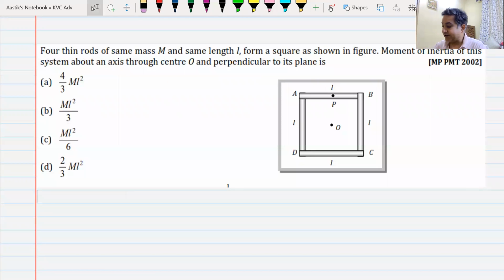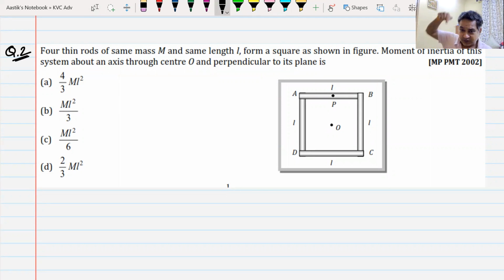Next one in line. 4 thin rods. Thin means they don't have any width. 4 thin rods of mass m, same length L, form a square as shown in the figure. Find the moment of inertia of this system about an axis passing through the center and perpendicular to the plane. I will give you one or two more axes because they can ask. This is a very common question and there is a high probability that you can have a question of this type. So I'll give you one more axis. That would be good enough.